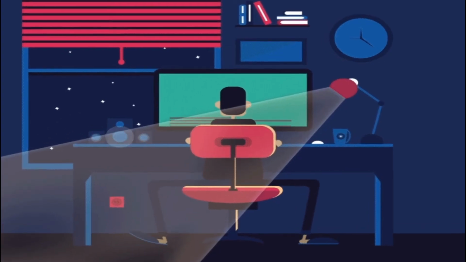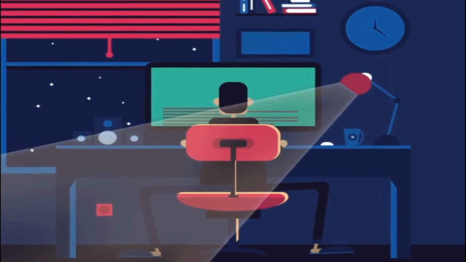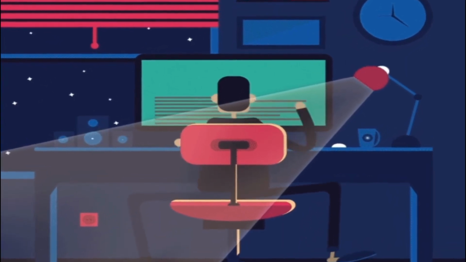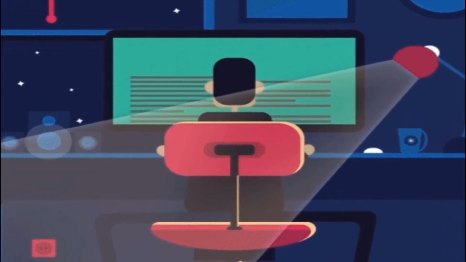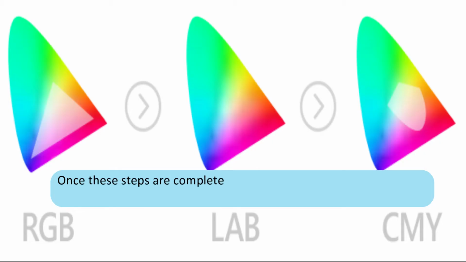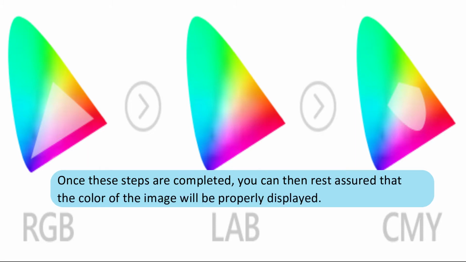In order to ensure the image that you are about to work on is displayed accurately, designers have to match the ICC profile of the image with the monitor and implement the corresponding ICC profile into the computer's operating system. Once these steps are completed, you can rest assured that the color of the image will be properly displayed.